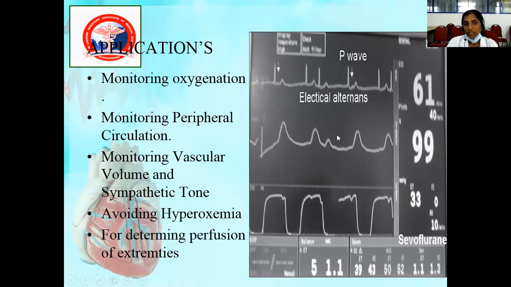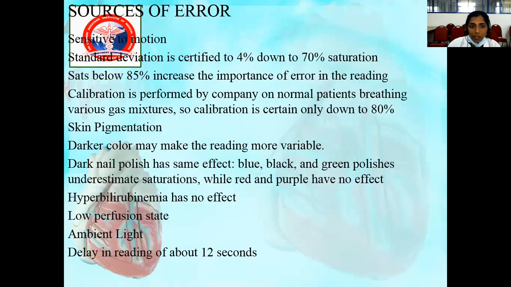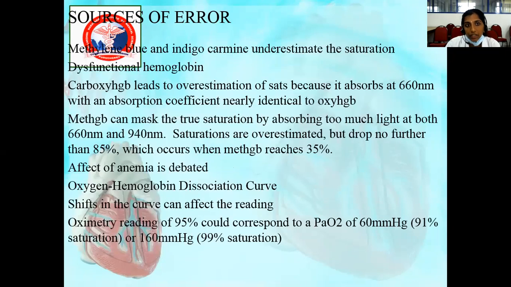First of all, definitely it tells us about the oxygenation status. It also tells us about peripheral circulation status. Then it helps us in telling about vascular volume, sympathetic tone, etc. So the advantages, it's a non-invasive procedure, very fast, very accurate, you have separate respiratory and circulatory variables, and it is lightweight. So it's very economical also. But of course, sources of error are there, like it's very sensitive to motion, so if the patient is shivering. Similarly, it's very sensitive to temperature changes. Like if suddenly the patient becomes hypothermic, it will not be able to detect. So these problems are there.